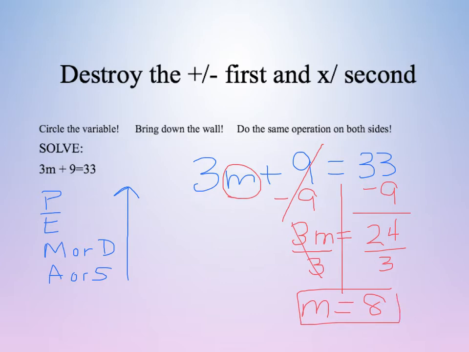Can I go back and check it? Of course, and it's just like the original one-step equations. We can plug the 8 back in where the 3m is at. So it would be 3 times 8, which would be 24, and 24 plus 9 will give me 33. And that's how we know it is correct.